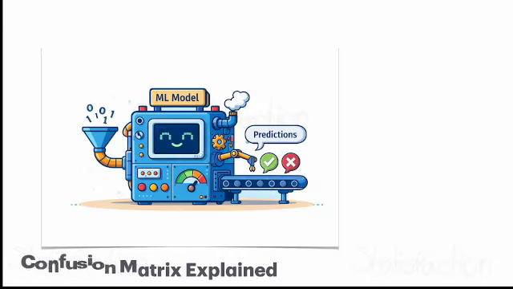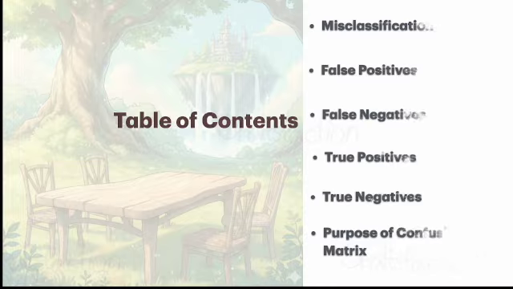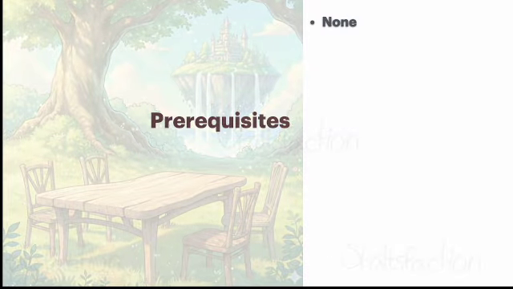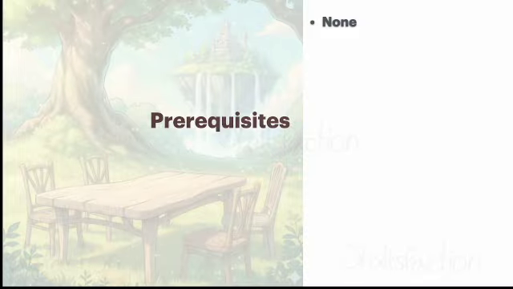In this video, we will explore what a confusion matrix is. We will look at the important concepts related to confusion matrices such as misclassifications and their types, false positives and false negatives. We will also look at true positives and true negatives and see how they build a confusion matrix. This is an introduction, so we don't have any recommended prerequisites for this video.